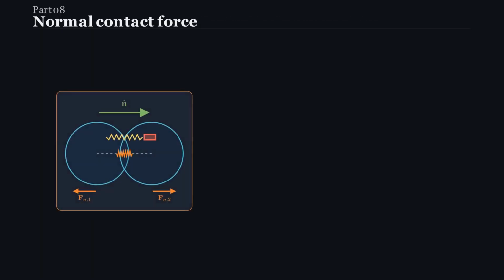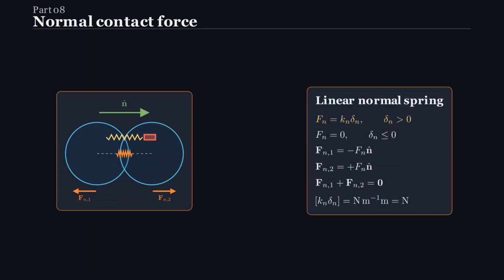The normal law is the defining penalty relation. Normal force equals normal stiffness times overlap and exists only in compression. With the normal pointing from particle 1 to particle 2, the force on particle 1 is opposite the normal and the force on particle 2 is along the normal.